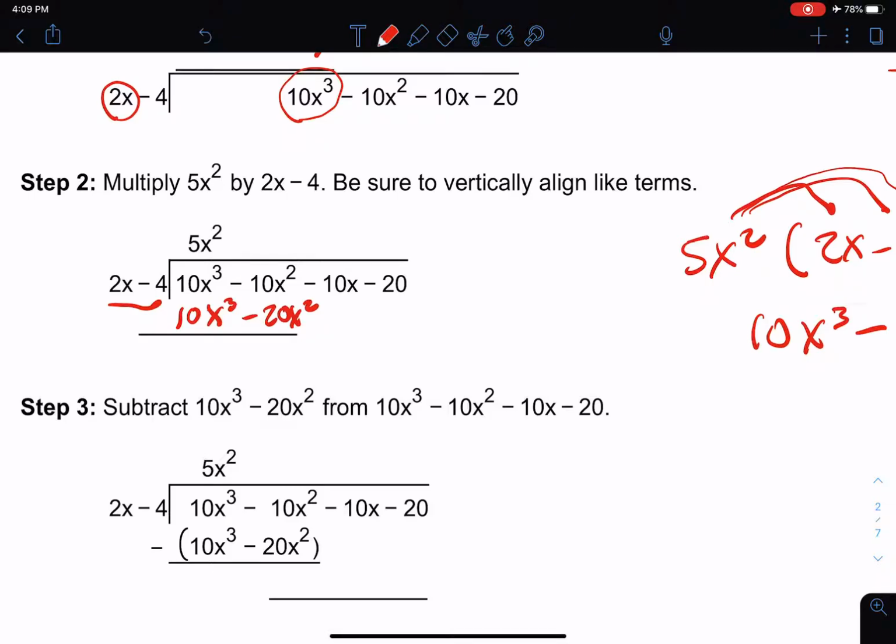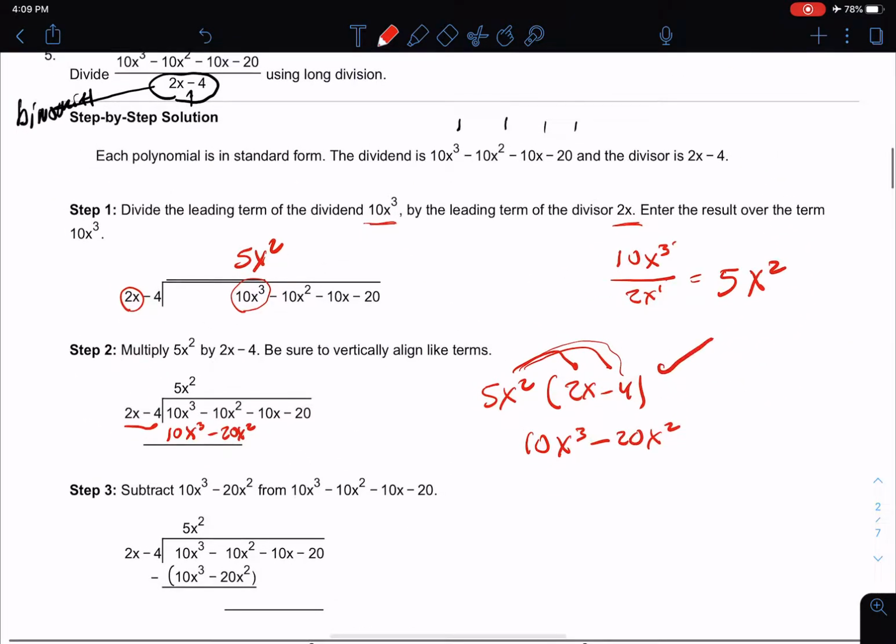So usually we don't have to write more work over here. You could just mentally do it this way and do your distribution that way. If it helps writing on the right, then do it.